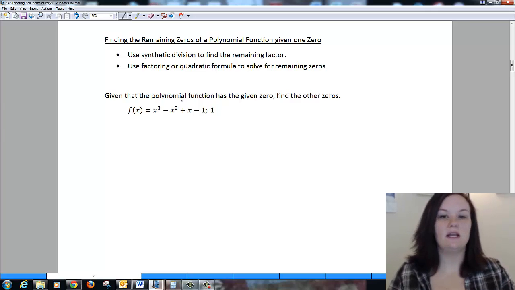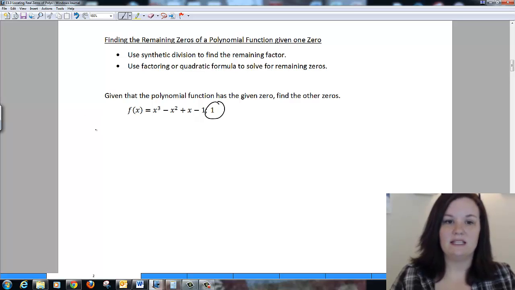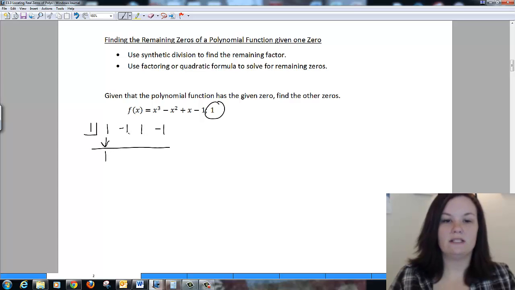So on this first one, they tell us that the given zero is 1. So remember, with synthetic division, that means I put 1 in my box and I write out all my coefficients. So my coefficient of my x cubed is a 1, coefficient of my x squared is a negative 1, coefficient of my x is a 1, and my constant is a negative 1. So I bring down my first 1. 1 times the 1 in my box is 1. I combine down and get 0. 0 times the 1 in my box is 0. I combine down and get 1.